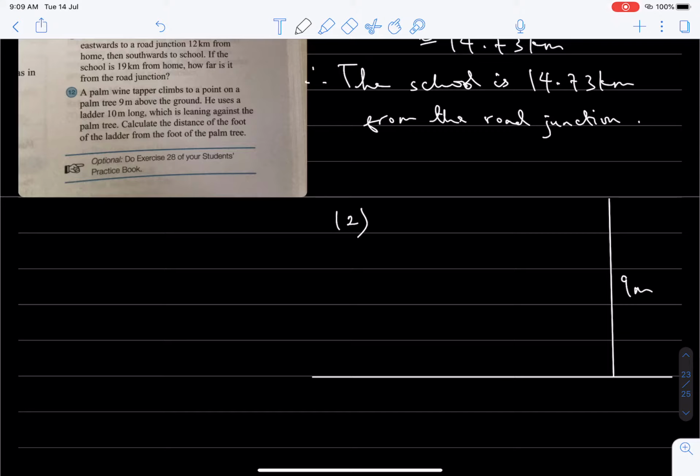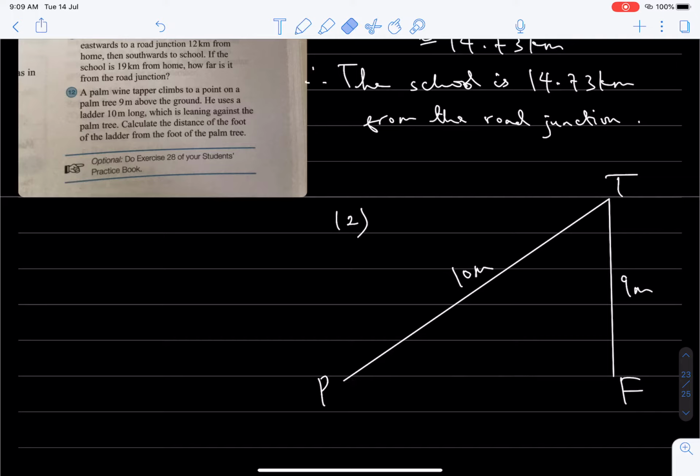Of course, that's going to look like this. The ladder leans. Let me draw this. Let's call this a ladder. It's 10 meters, and it leans against the palm tree. Calculate the distance of the foot of the ladder from the foot of the palm tree. This is the top of the palm tree, the foot of the palm tree, and let me call P the foot of the ladder. And this is the distance from the foot of the palm tree to the foot of the ladder.